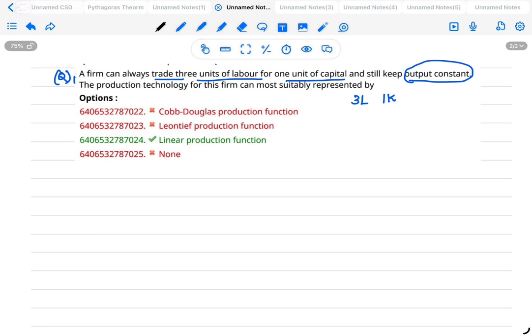the given options: Cobb-Douglas production function, Leontief production function, and linear production function. From these options, which one is correct?